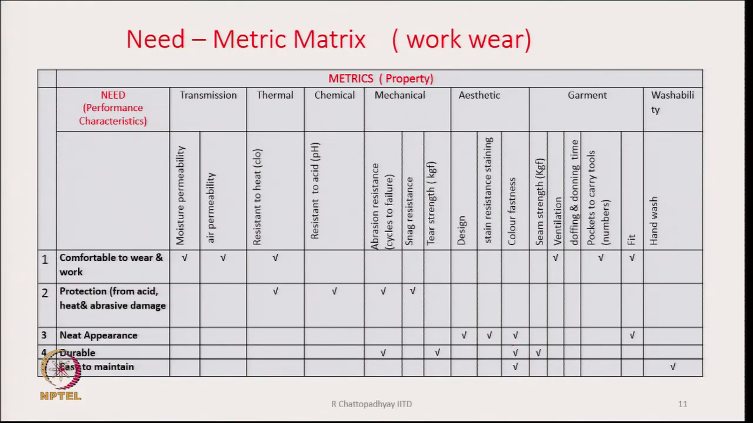Then seam strength may also come. So, these are the things which one has to keep thinking, and he can put tick marks under it. Like that we make a chart, and we understand that these needs will be satisfied by these corresponding metrics. And who can do this? Someone who has knowledge. So, domain knowledge becomes very important here.